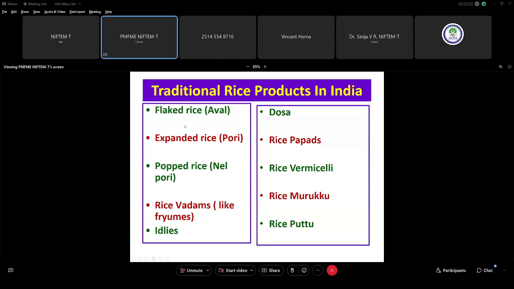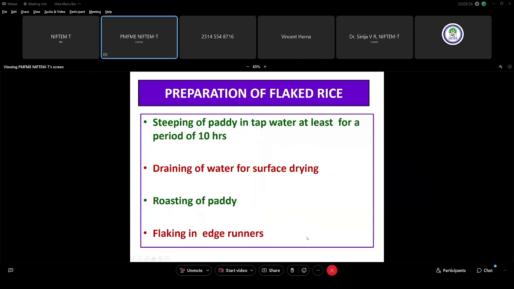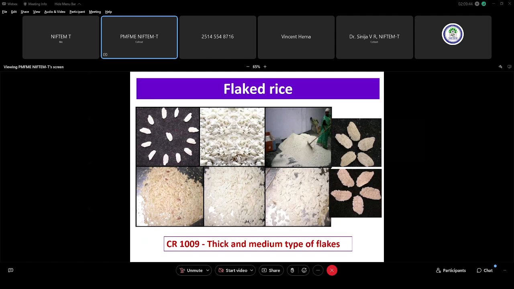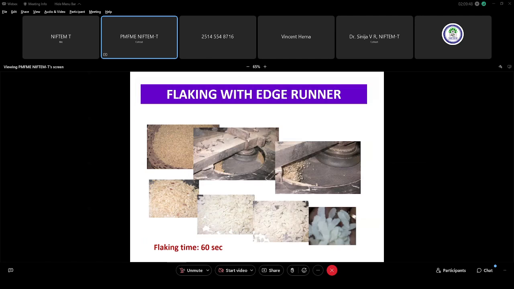If we see the products from rice, there are many traditional products like flaked rice, expanded rice, popped rice, rice badam, idlis, dosa, rice pappad, rice vermicelli, rice murukku, and rice puttu. For preparing the flaked rice, steeping is done for about 10 hours. Water is drained and the roasted paddy is flaked in edge runners. Here you can see the flaked rice of different thickness.